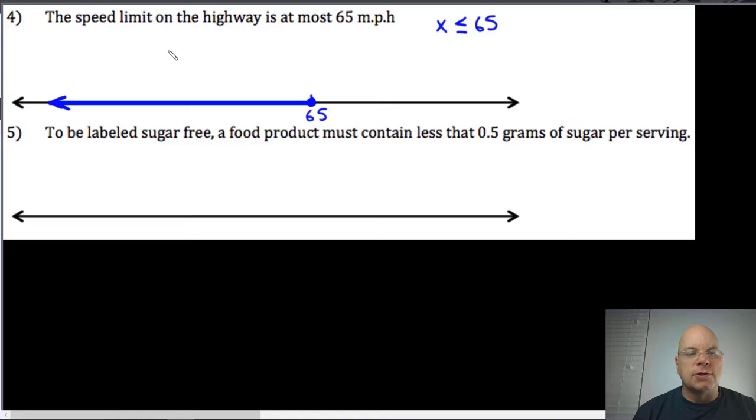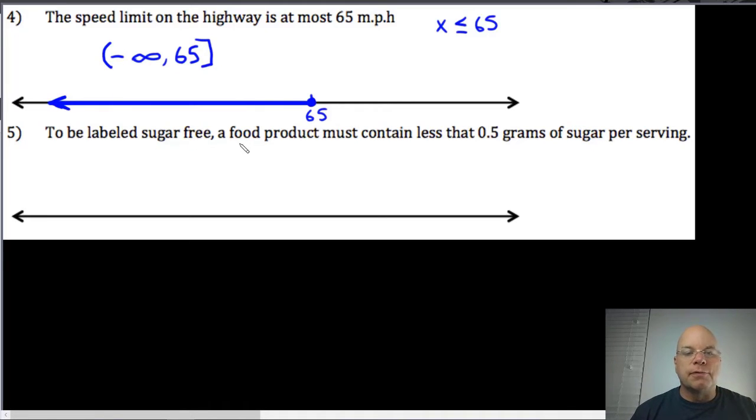The solution set using interval notation would go all the way from the lowest value, which in this case is negative infinity, all the way up to the greatest value, which is 65. And since 65 is included in the solution set, we indicate that with a bracket. Of course, infinity and negative infinity are always shown with parentheses.